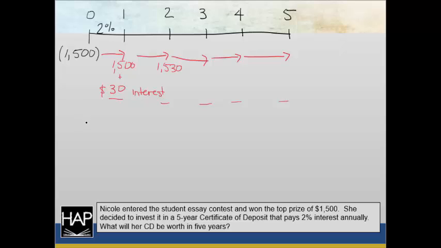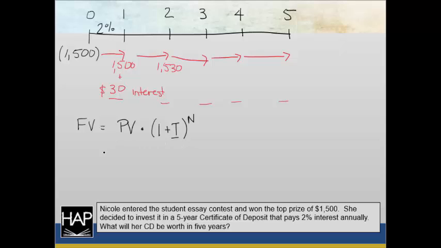Instead, what I can do is use a formula where the future value equals the present value multiplied by 1 plus the interest rate to the power of the number of compounding periods I would have, in this case the number of years.